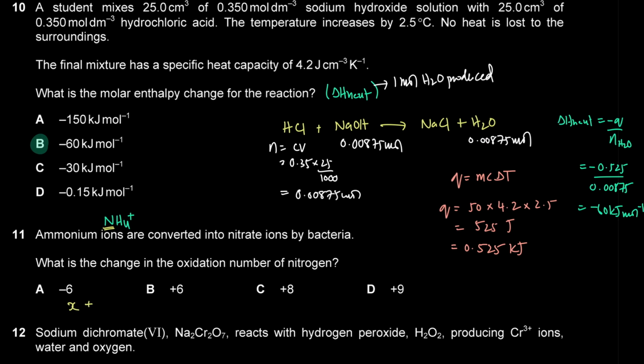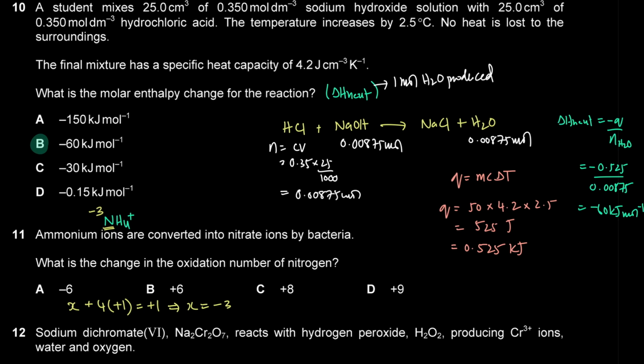We have 4 hydrogens, each of which have an oxidation number of +1. Remember, when hydrogen is bonded to a non-metal, it has an oxidation number of +1. And then the overall oxidation number is just +1, that's the charge on the ion. So that gives us the oxidation number of nitrogen in the ammonium ion as -3. We have +1 minus 4. So the oxidation number of nitrogen in ammonium is -3.